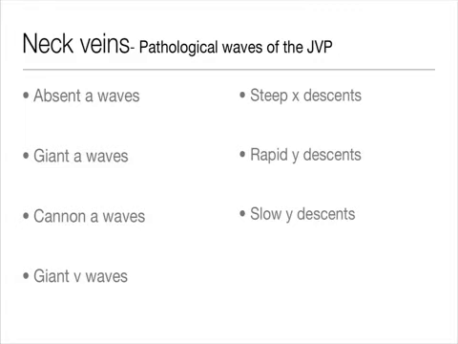Giant V waves are caused by tricuspid regurgitation, and these are due to a merger of the A and V waves. Steep X descents are seen where there's a compressed right atrium, and this can be due to constrictive pericarditis or tamponade, and atrial thinning occurs only when the base of the heart descends during systole.